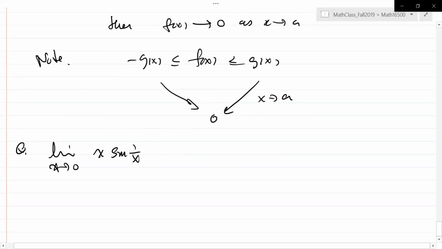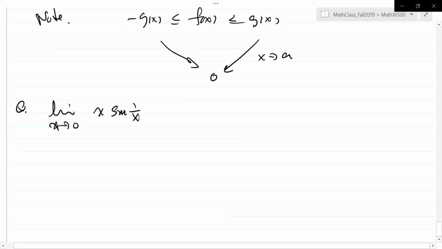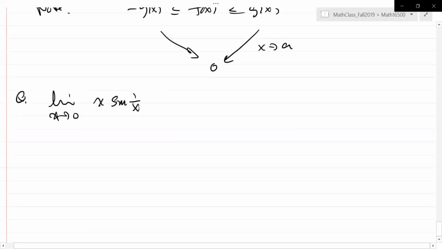This function is defined to be x times sine 1 over x. As x approaches 0, sine 1 over x does not have a limit. Why? Because 1 over x is always going up and down, getting larger and larger. If you assume x approaches from the positive side, then 1 over x approaches positive infinity. But sine of 1 over x changes the values. It does not approach a single number.